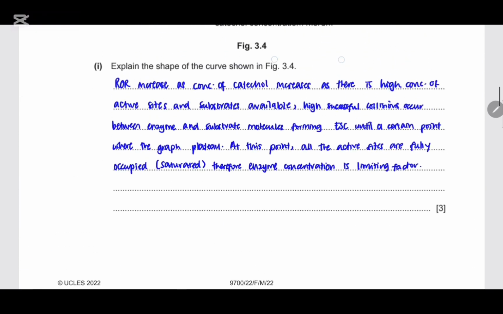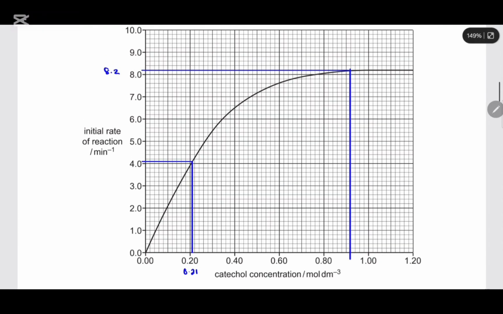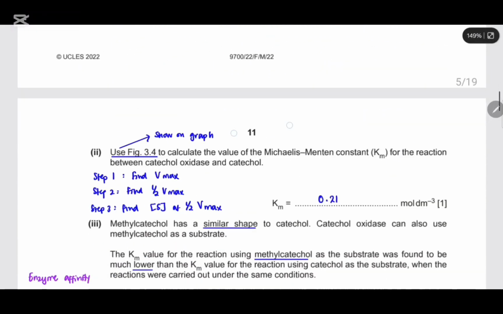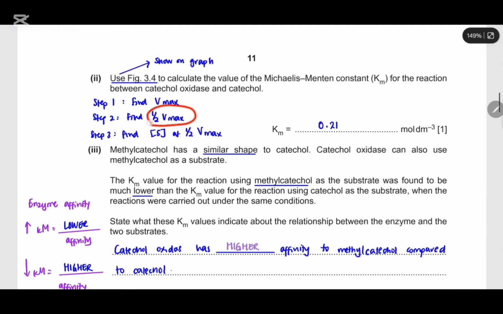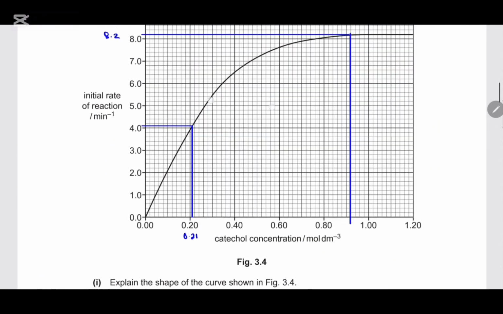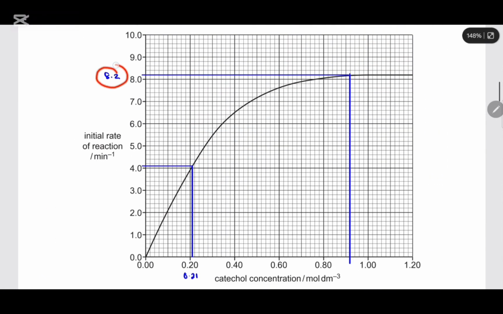We go to the graph. Go find the Vmax, the maximum initial rate of reaction, and we can find here it reads at 8.2. Okay, we've done step number 1. Step number 2, find half of the Vmax. So half of that Vmax, 8.2 divided by 2 would be 4.2. So that's our half Vmax.